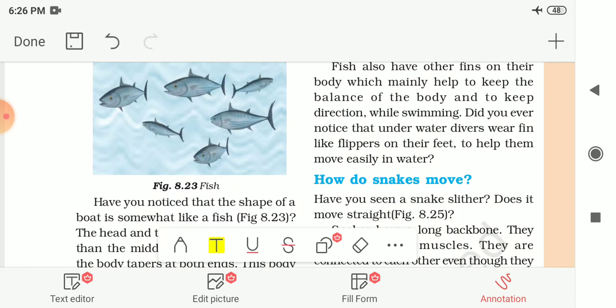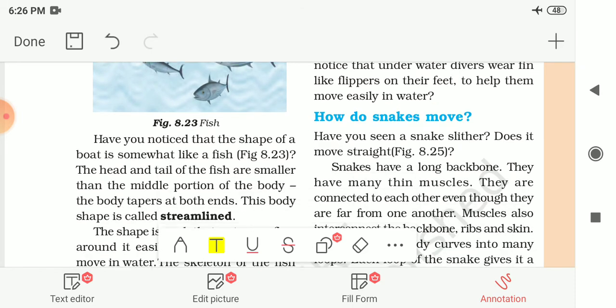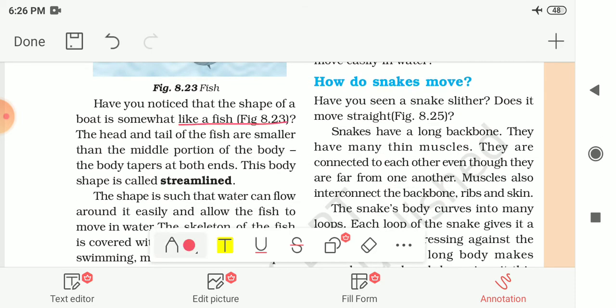So from this picture, can you notice that the shape of a boat is somewhat like a fish, and the head and tail of the fish are thinner than the middle portion of the body, and the body tapers at both ends. Tapers means it has reduced in thickness, so the fish body is pointed towards both the ends, and in the middle portion it is thicker. So this body shape is known as the streamlined body. So we can say that fish has this streamlined body.